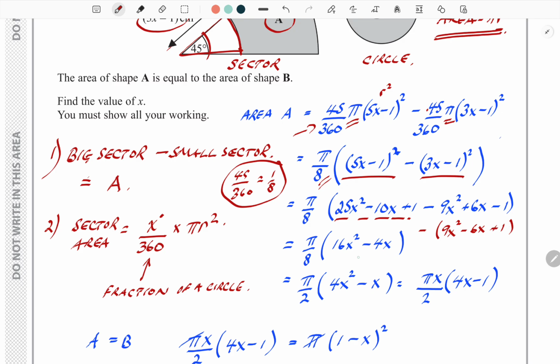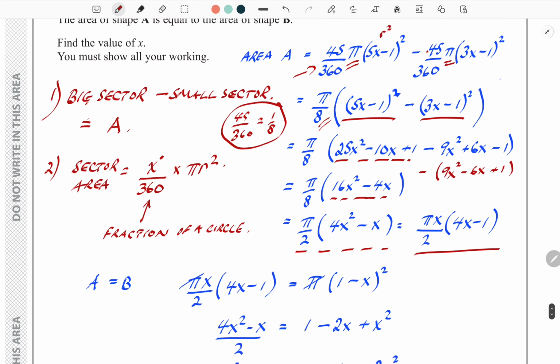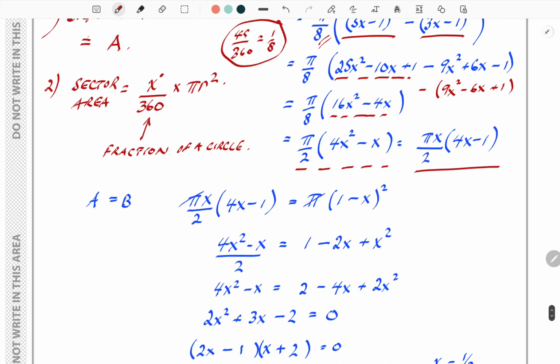When you do all of that, you simplify it down, it comes to 16x squared minus 4x. Take out a factor of 4, you're left with pi over 2 times 4x squared minus x. You can take the x out, as I have done there, pi x over 2 times 4x minus 1. That's one way of doing it. Or you can leave the x in there, all right? Doesn't matter which way around you do it.